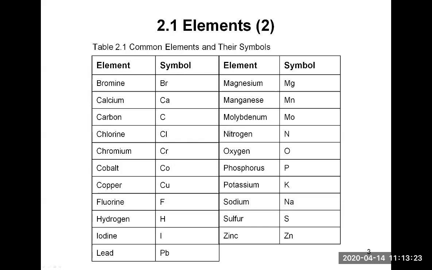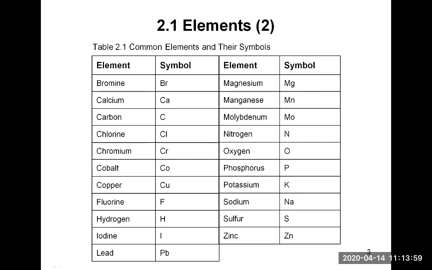Then we have copper, fluorine, hydrogen, iodine, lead. Lead is not an intuitive symbol. Pb is the symbol for lead. Pb comes from plumbum, which is the Latin for lead. Then on the right side, we have magnesium and manganese and molybdenum. Sometimes magnesium and manganese are confused, so make sure you don't confuse Mg from Mn.